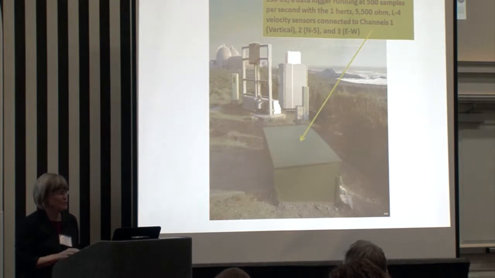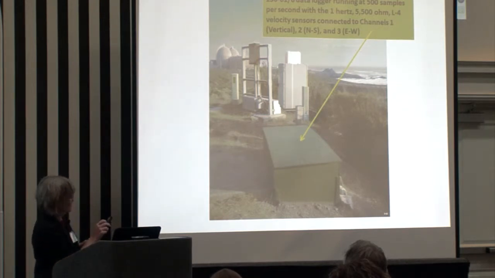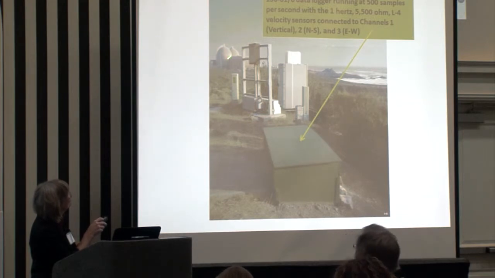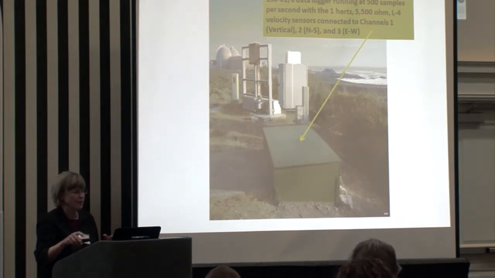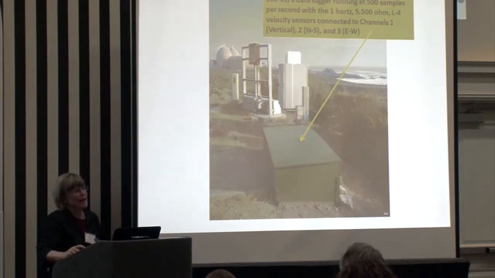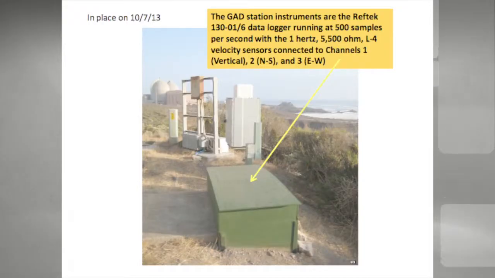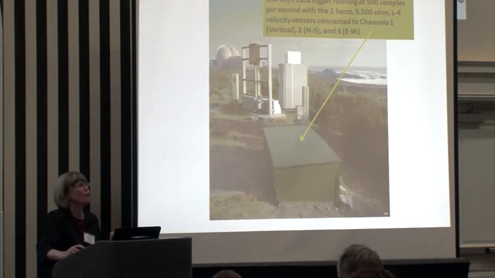And this is what the site looks like now. You can see units 1 and 2 right here in the distance, and these are not part of the installation. The instruments are in here, basically in the green box, well coupled to the ground. It's called GAD for Gate A. We're using a RefTek 130 data logger, running at 500 samples per second. We want to try to get the best smaller events, but since this is a noisy station, we're going to be playing around with the sample rate, which is not hard to do.